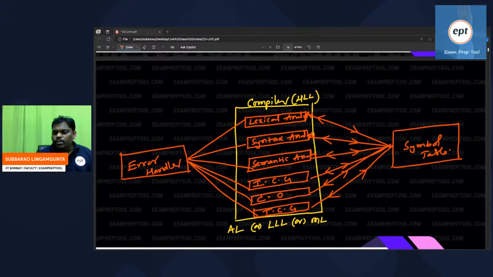Someone is saying the input is pure high level. If you want, you can write that. People used to say high level. Second last, code optimization. Intermediate code generator. Target code generator.